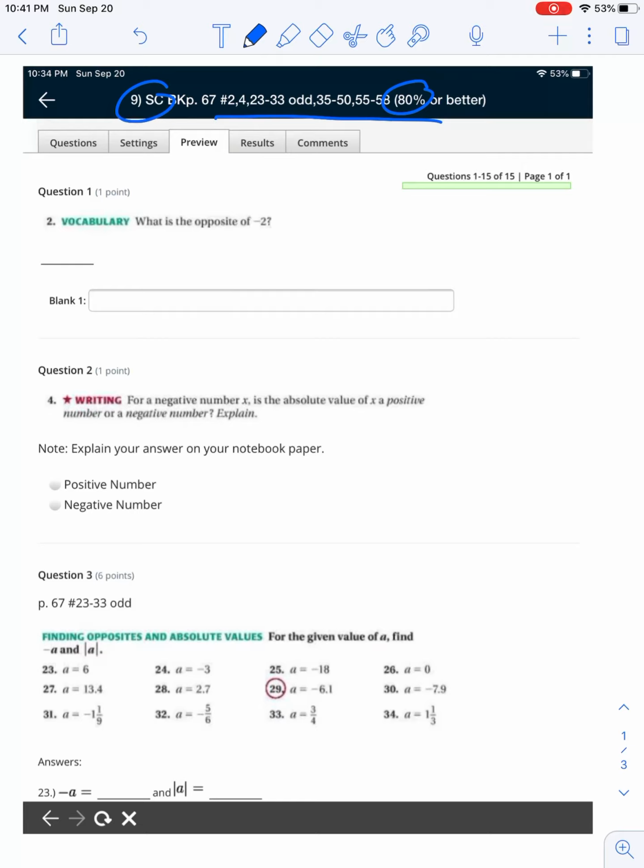Okay. Just talking about some of the first ones here. I think some of these first ones are pretty self-explanatory. What's the opposite of negative 2? This talks about if it gives you a number, take the absolute value. Is it positive or negative?